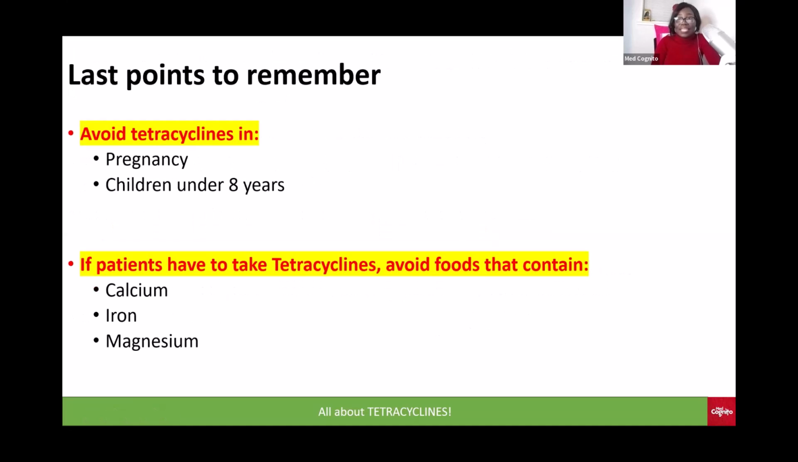And remember this again, you should not forget this. Avoid tetracycline in pregnancy. Children under 8 years, avoid. And if patients have to take tetracyclines, avoid foods that contain calcium, iron, magnesium, because they are going to bind to the tetracycline and prevent it from working effectively.